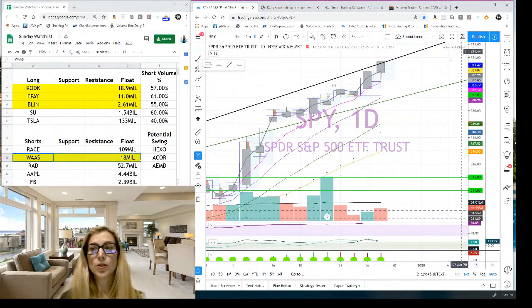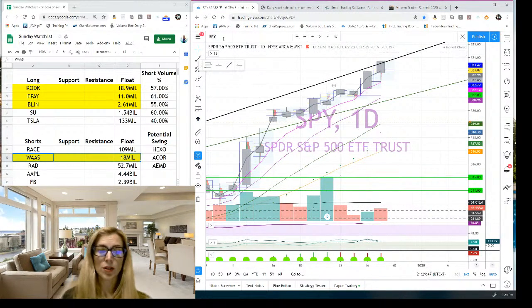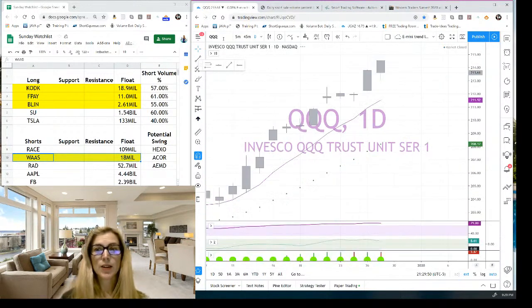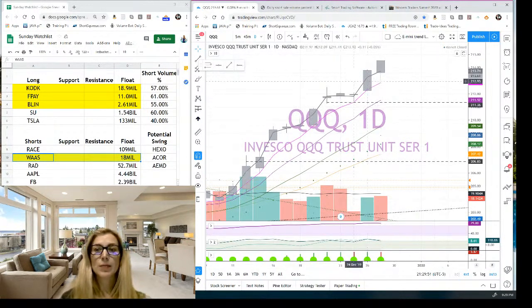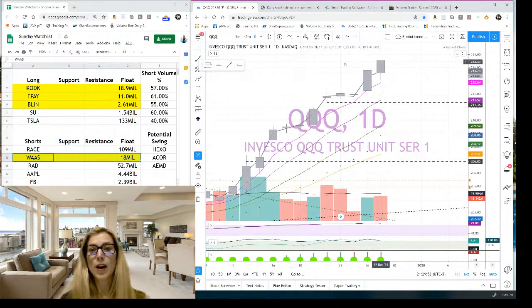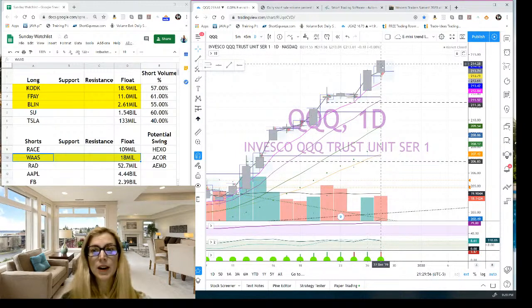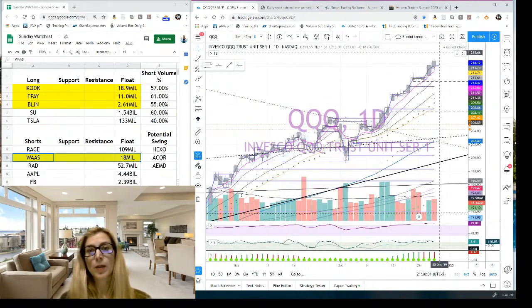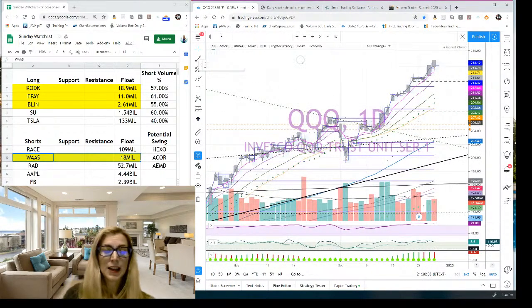And let's go to the Qs. So NASDAQ, right? So NASDAQ, same scenario. We had that big move up, and now it almost looks like the exact same chart, right? And we are breaking above all new highs.